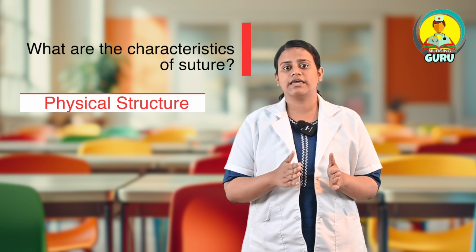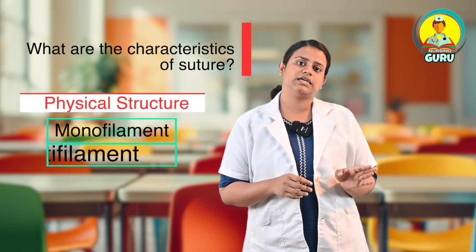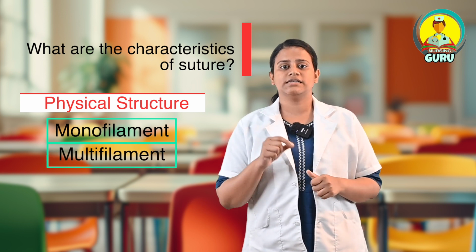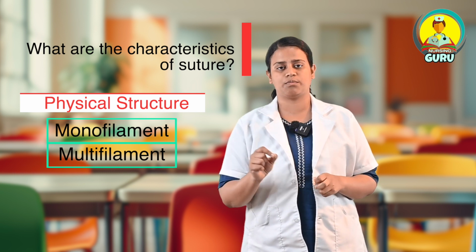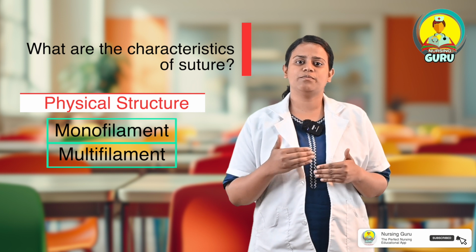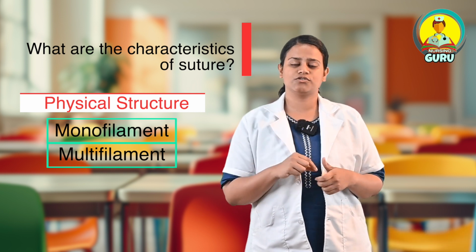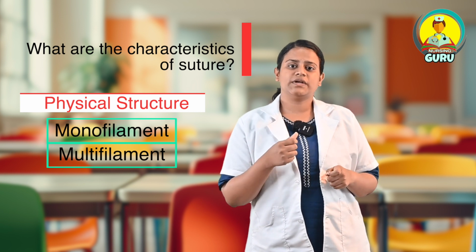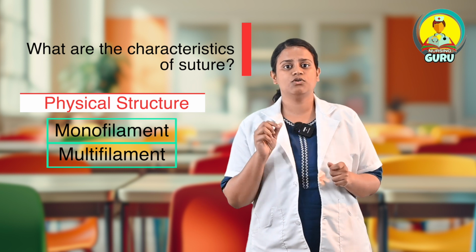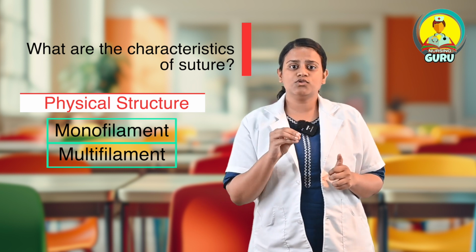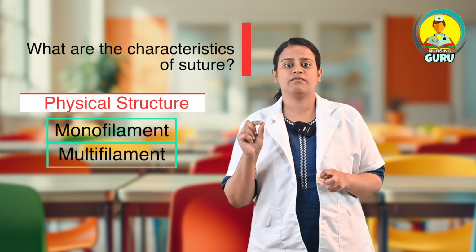Physical structure is again divided into two categories: monofilament and multifilament. Monofilament is a suture made up of a single fiber or single thread. Multifilament is made up of multiple fibers brought together to make a single strand of suture. Monofilament is a single strand, so it is very smooth and easy to handle. But this smoothness is also problematic while suturing.